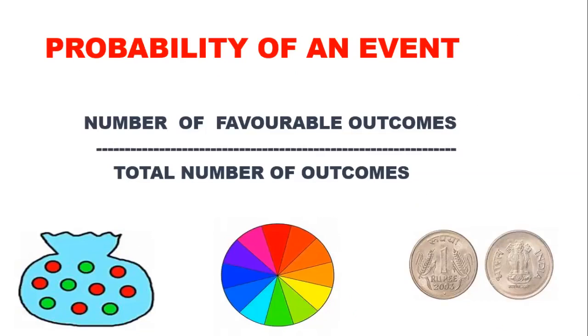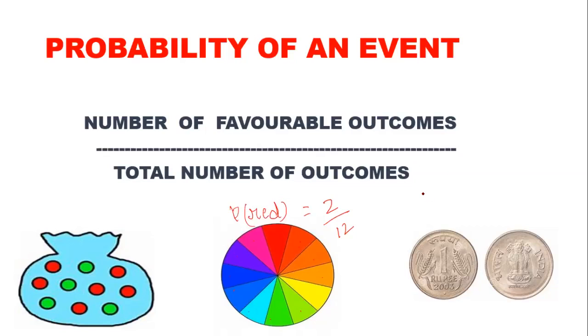Probability of an event is the number of favorable events divided by the total number of events. Like, what is the probability of getting red? Two favorable events, then 1, 2. And what are the total number of outcomes we can get? 1, 2, 3, 4, 5, 6, 7, 8, 9, 10, 11, 12. So 12. The probability of red on the disk is 2 by 12.